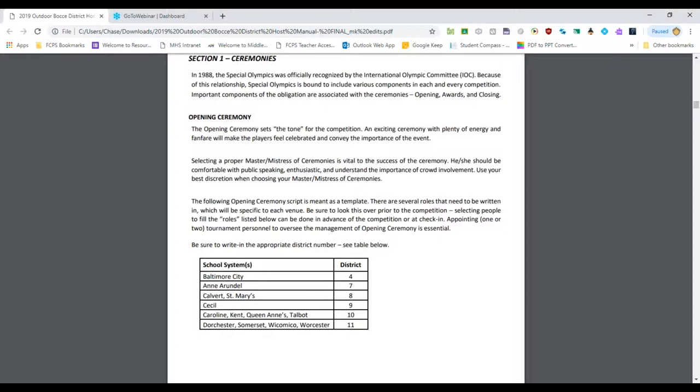Section 1, ceremony. So your opening ceremony will set the tone for your entire day. This portion of your day is your most high energy portion to get all of our athletes, coaches, and staff excited about the games to come. So you definitely want to be sure you pick someone to be your master or mistress of ceremonies who can bring that energy and bring that spirit we're looking for in the games.